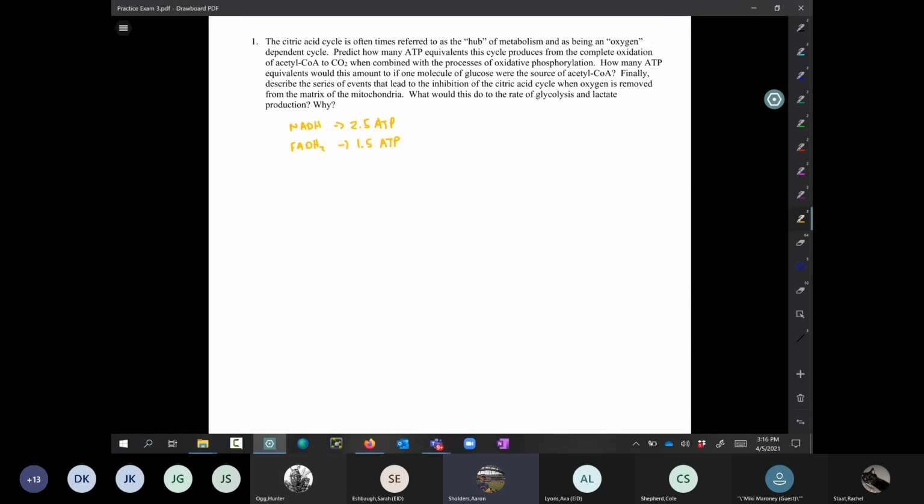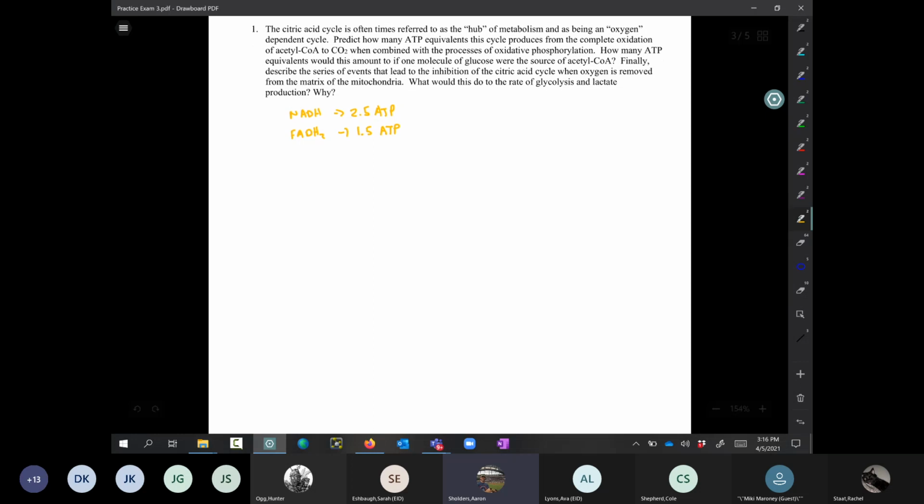Now it says this. The question is about the citric acid cycle. Predict how many ATP equivalents this cycle produces from the complete oxidation of acetyl-CoA to CO2. So when you do that, you have to just remember this: you just can't leave the citric acid cycle. I know that was on our last exam, but you can't leave it in this exam. It's just so intimately connected to oxidative phosphorylation. But in that cycle, there are going to be 3 NADH made.